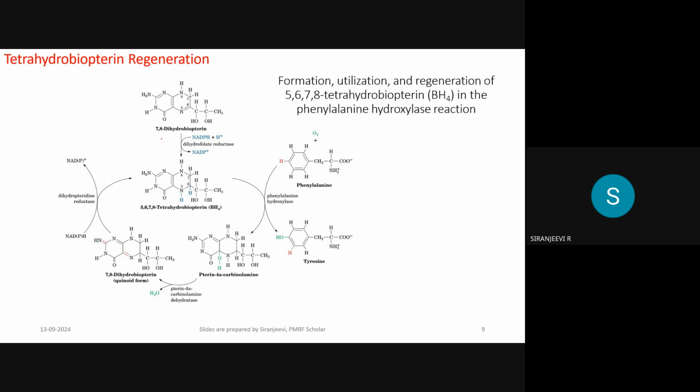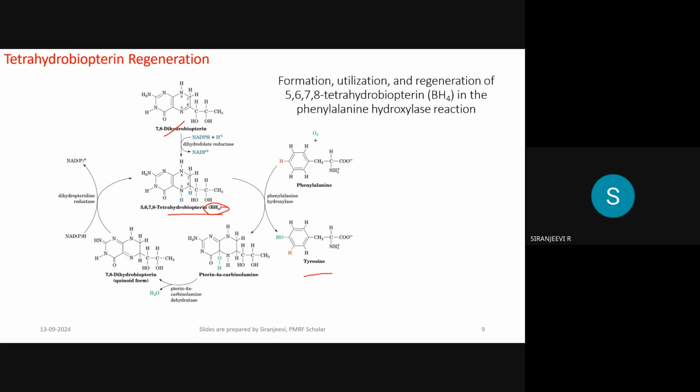Whenever the 7,8 dihydrobiopterin is there in the body, in the presence of dihydrofolate reductase, the cofactor here is NADPH plus H plus, which will be converted to NADP plus. And it will be converted to 5,6,7,8 tetrahydrobiopterin, which is otherwise called BH4. This, in the presence of phenylalanine as well as the tetrahydrobiopterin, phenylalanine hydroxylase will convert phenylalanine into tyrosine.